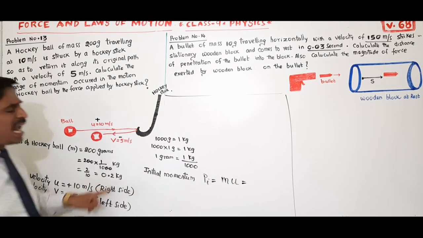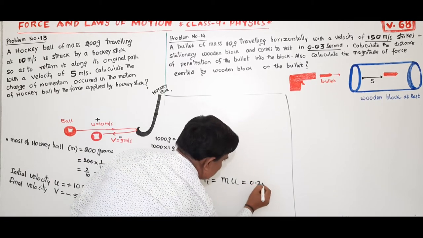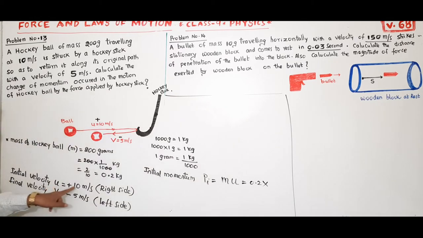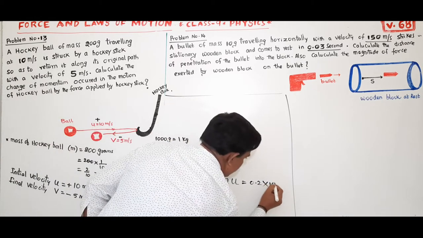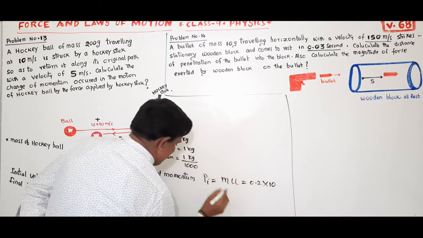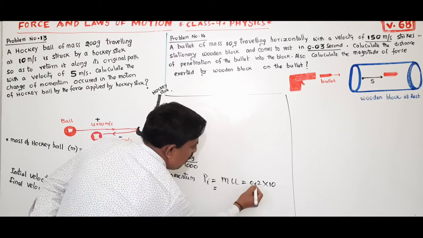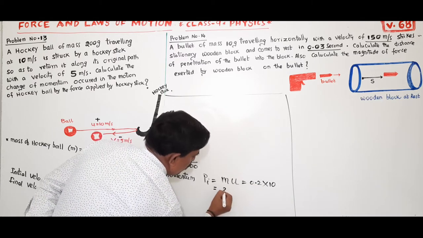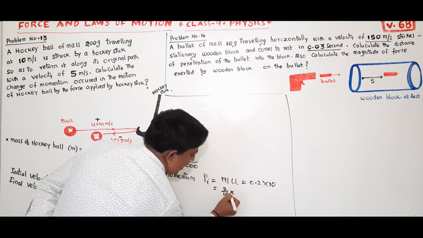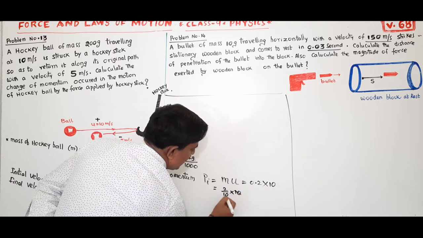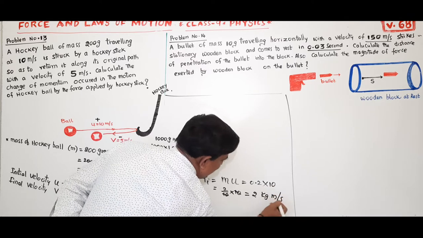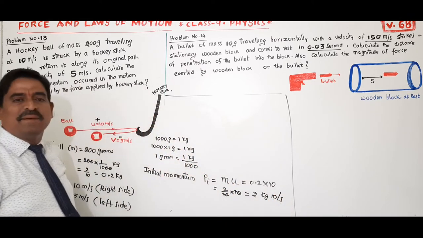Mass of the ball, 0.2 kg into initial velocity 10. 0.2 into 10, this can be written as, I am eliminating the point, after the 2 digit, I am writing 10 in the denominator, into 10. 10 gets cancelled. 2 kg meter per second. It is the initial momentum.